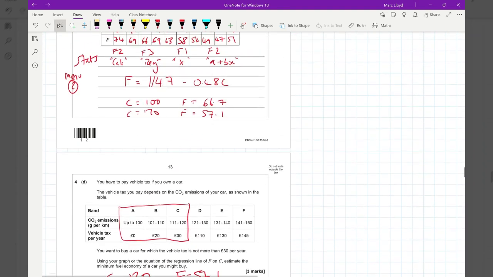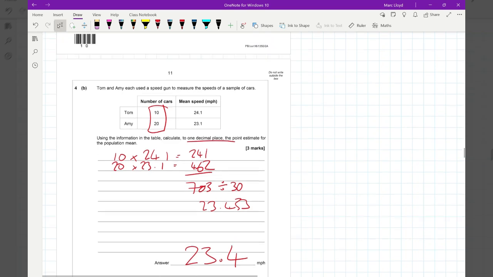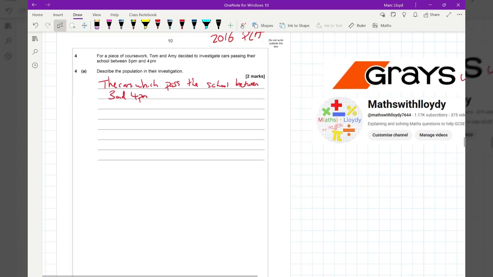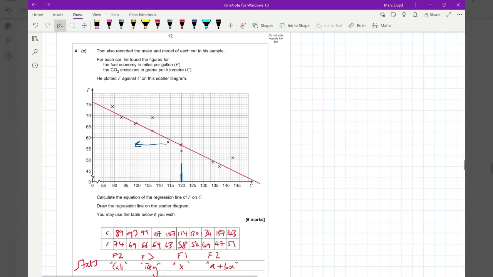That is question 4. How many marks was that? 3, 9, 9, 12, 14 marks. That is a big chunk of your grade. So make sure you know how to use your regression lines and you know how to plot them on a graph.